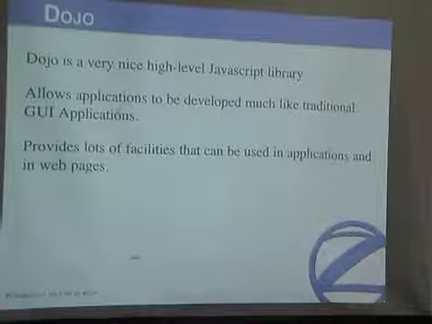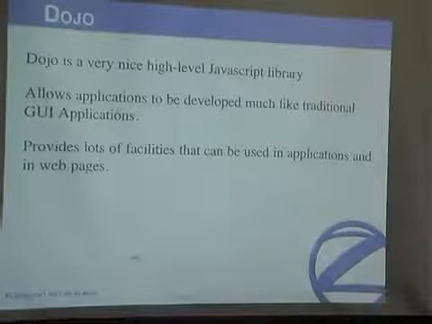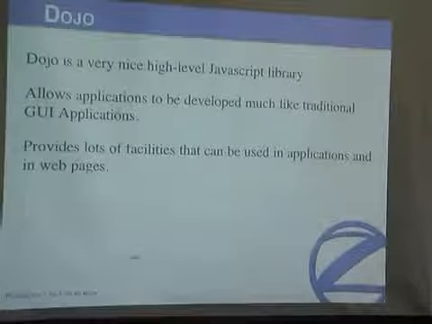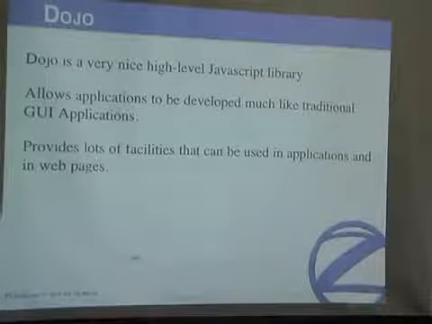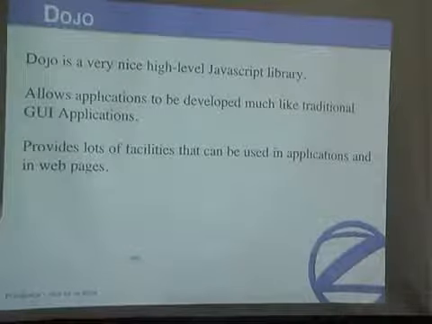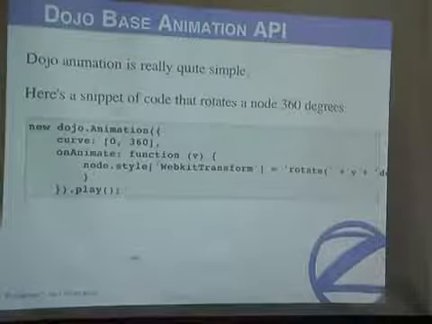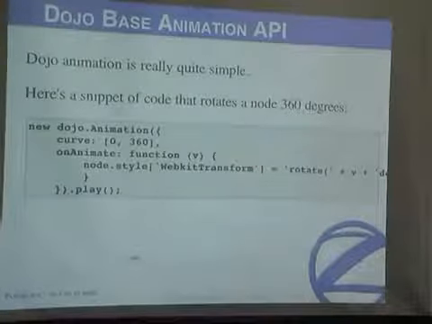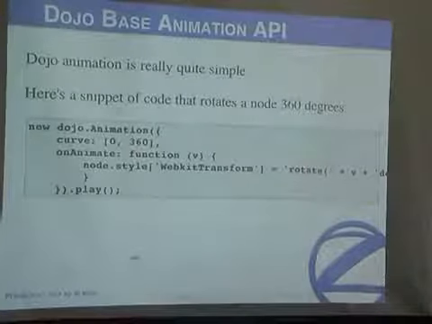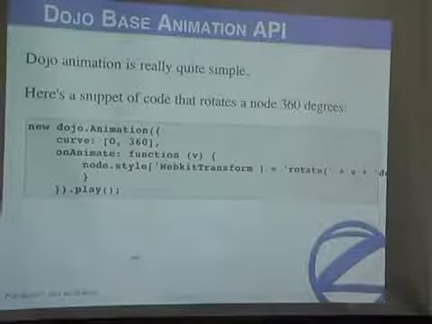It allows you to write applications much like you would write a traditional GUI application. It also provides lots of useful facilities for doing low-level web programming as well, things like dealing with styles and animation and lots of other things. I just want to talk a little bit about their animation API because it's a little hard to use, and it could be a lot easier to use if they just emphasized and documented a core part of it.